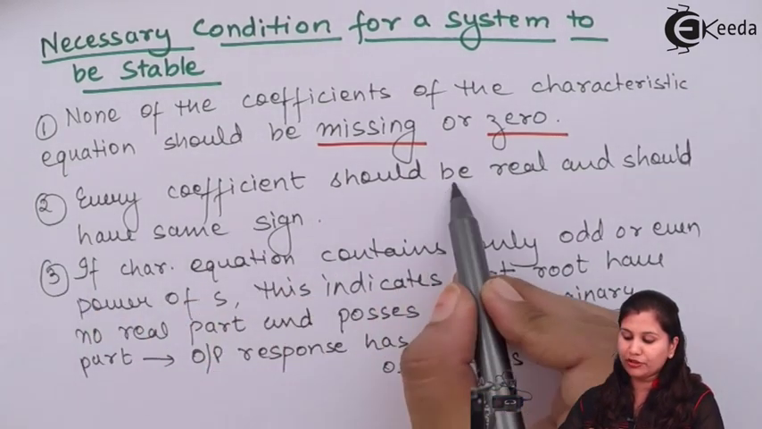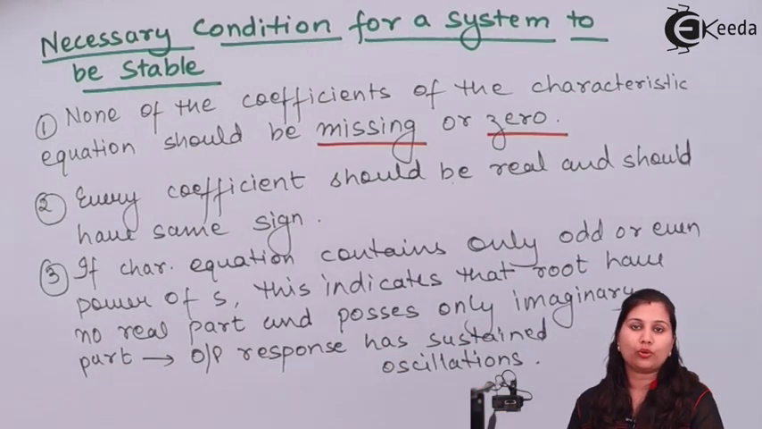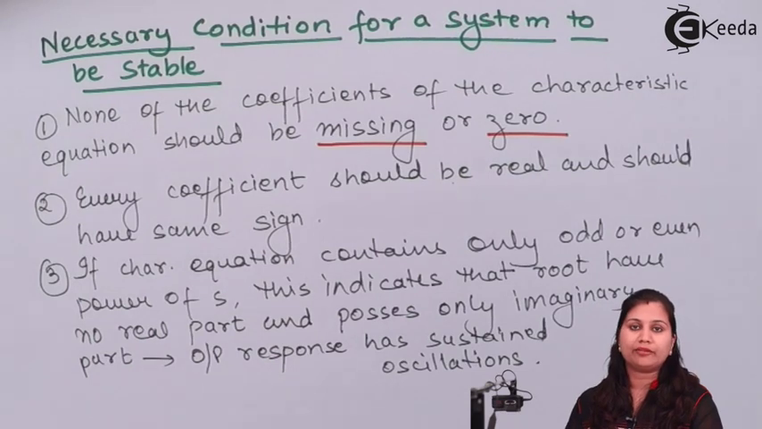Now every coefficient should be real and it should have the same sign. So no coefficient in the characteristic equation should be imaginary, all should be real, and they should have the same sign. Either they should all have a positive sign or they should all have a negative sign. So the signs of the coefficients should be the same, they should be real, and no coefficient should be missing or zero.